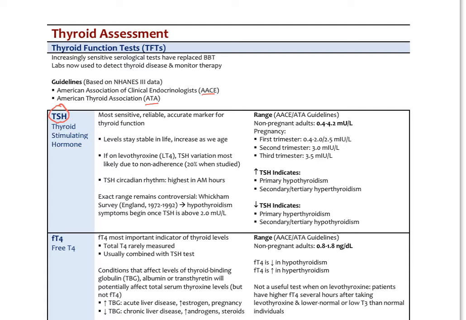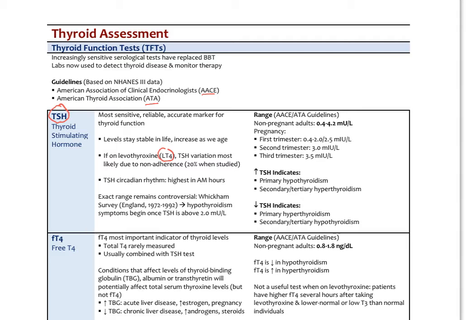The levels stay stable in life. They increase a little bit as we age. If a patient is taking thyroid, levothyroxine T4, and there's any variation in the TSH, we consider that to be mostly due to non-adherence to the medication. Again, there is a TSH circadian rhythm. It's highest in the early morning hours, and then it decreases after noon. So from noon to 3 or 4 p.m., it's at its lowest levels. The exact range remains controversial.